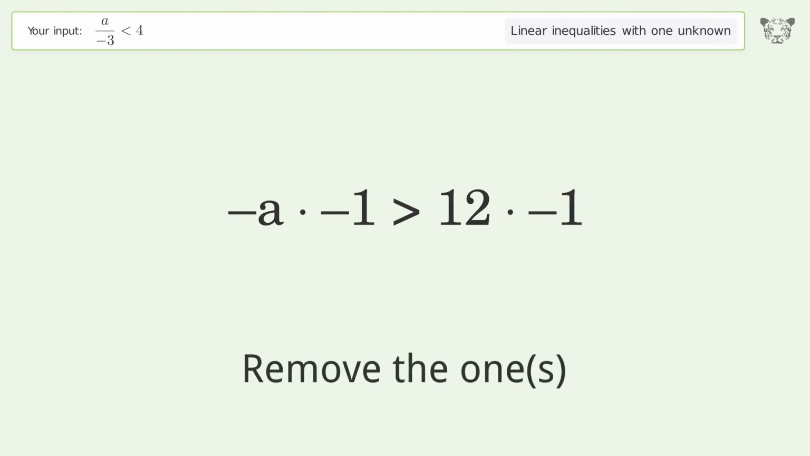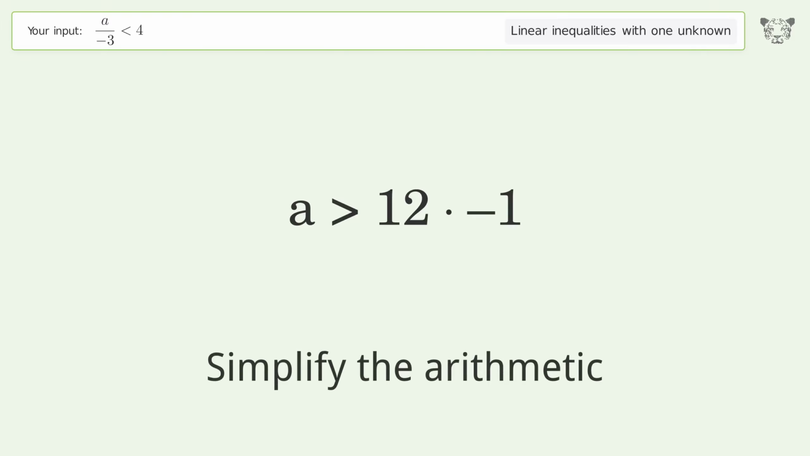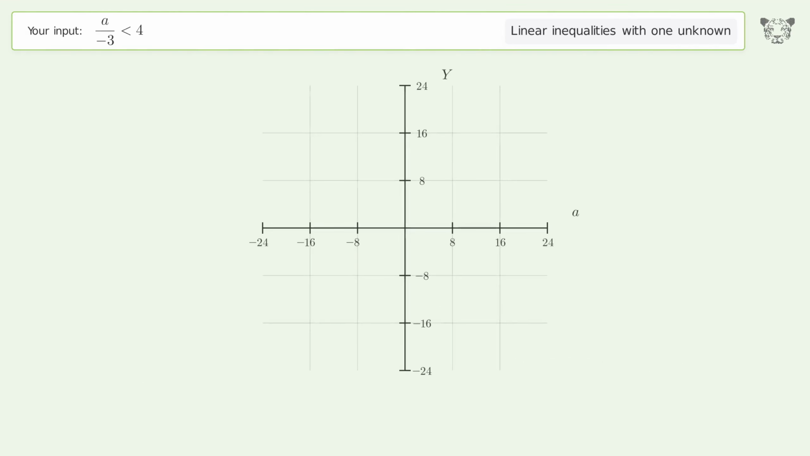Remove the ones. Simplify the arithmetic. Plot the solution on a coordinate grid. And so the final result is a greater than -12.